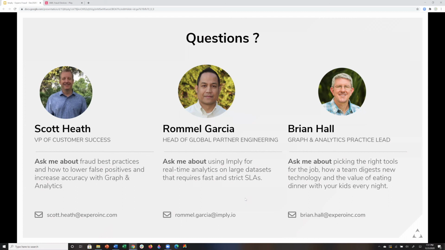Yep, great question. So Imply can be installed anywhere. It can be installed in the cloud, on bare metal, on a virtualized infrastructure, or via a Kubernetes infrastructure, where if you're using Docker containers, you can also deploy Imply on these kinds of environments.